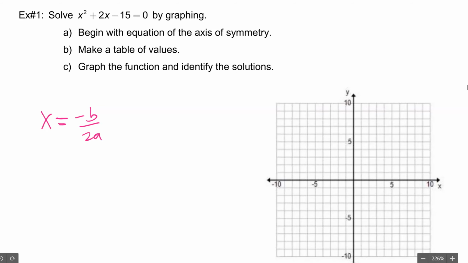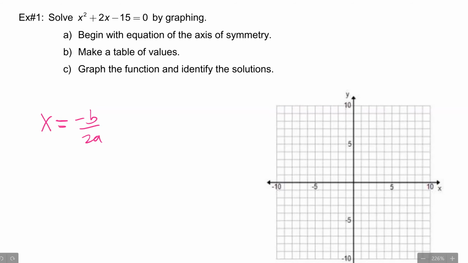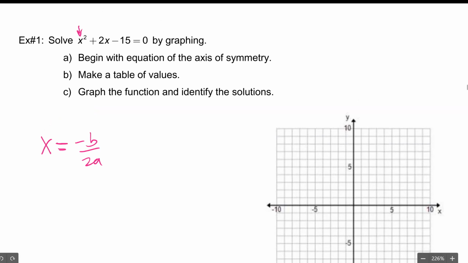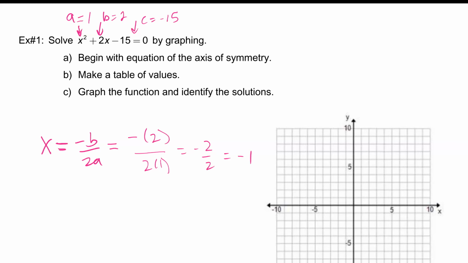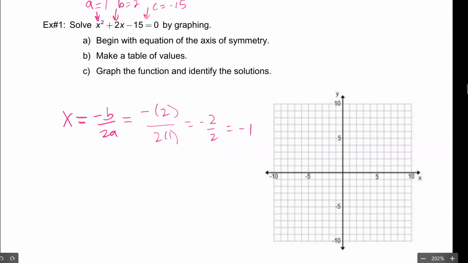And notice this is in standard form. What is my a? It's the coefficient of x squared, so it's 1. What's my b? 2. And I guess I could say my c is negative 15, but I don't really need it right now. Okay, so negative b, so negative 2 over 2 times 1. What is negative 2 over 2? Negative 1. So that is the axis of symmetry.